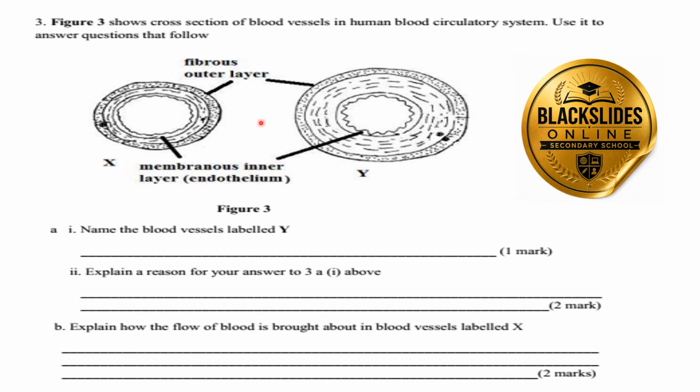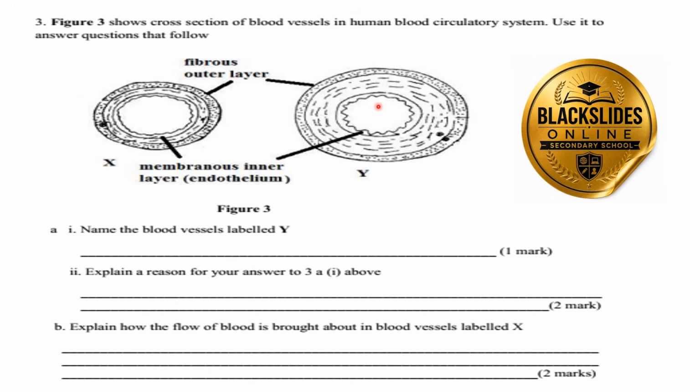Take note that both of them have the same basic 3 layers. The outer layer, which is called the fibrous outer layer, the middle one, the middle muscular elastic layer, and the inner layer, which is called the membranous inner layer, also known as endothelium. So let's start with Y.